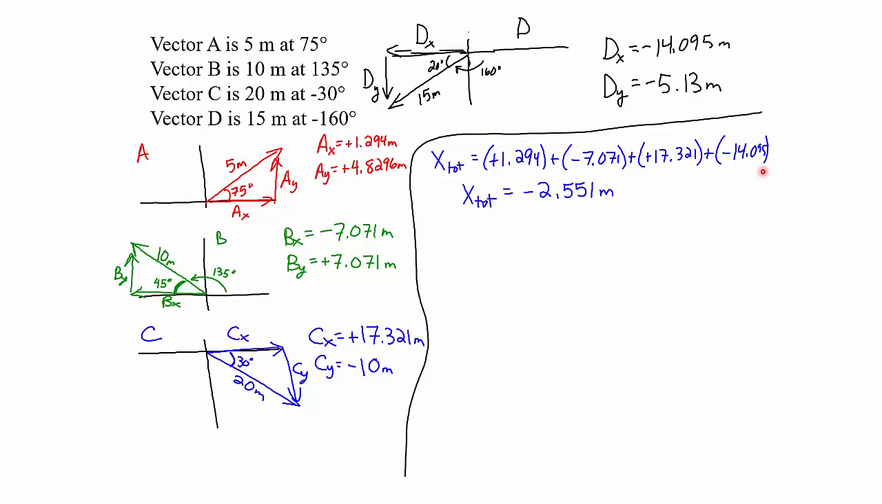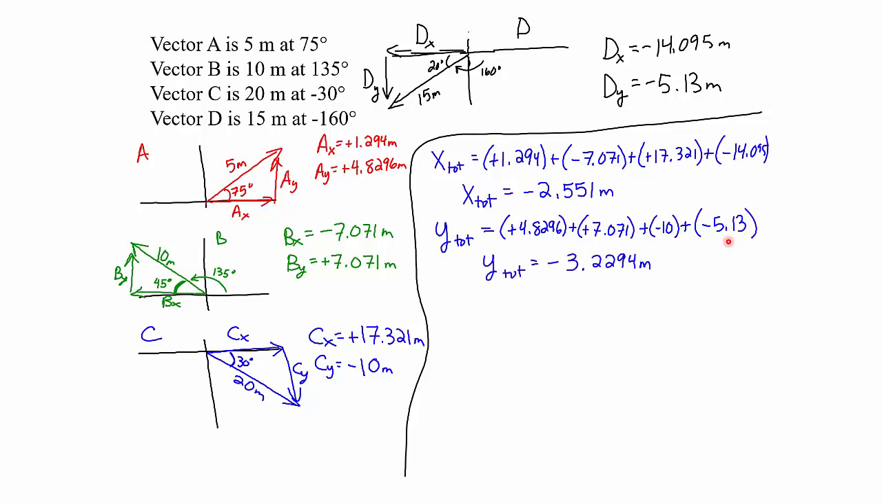I do the same thing with the y components, ay plus by plus cy plus dy. So y total is positive 4.8296 meters plus positive 7.071 meters plus negative 10 meters plus negative 5.13 meters. So when I add all those y components together, I get negative 3.2294 meters. So now these are the x and y components of my resultant vector. But what I want to find is the magnitude and direction of my resultant vector.